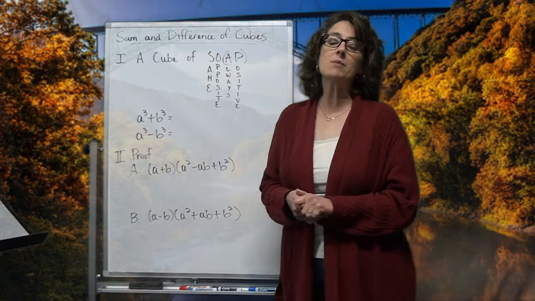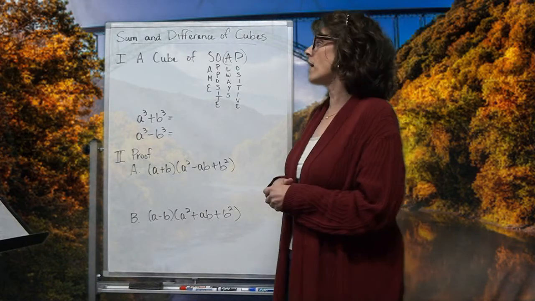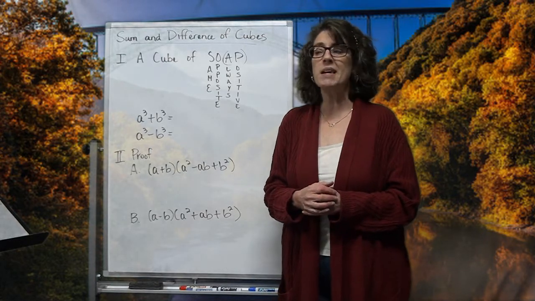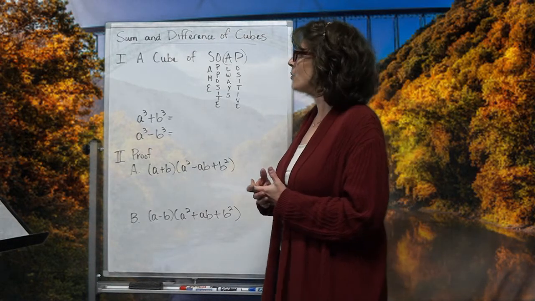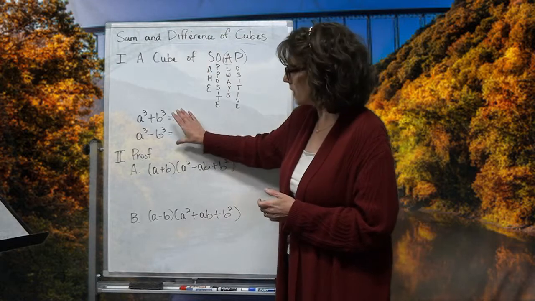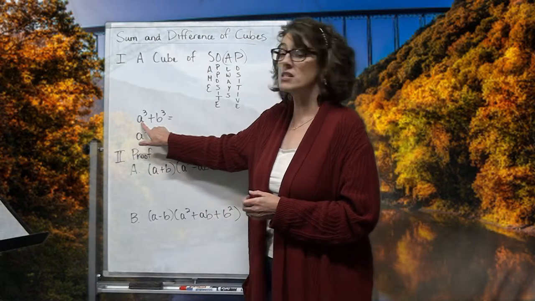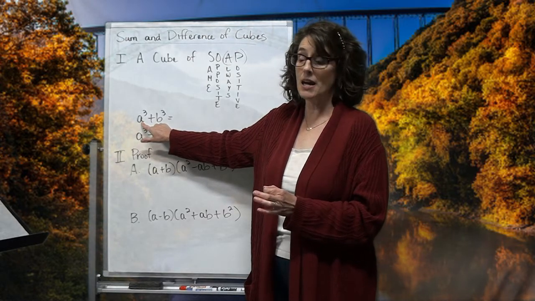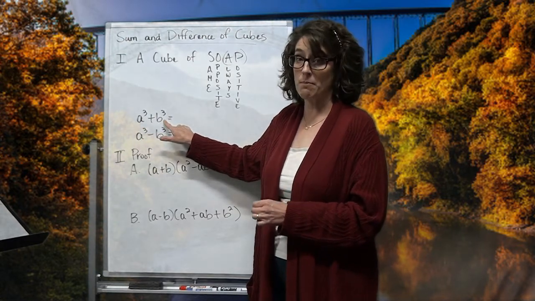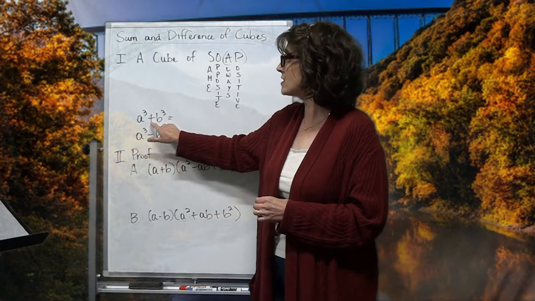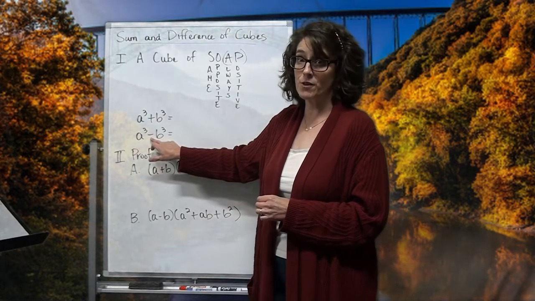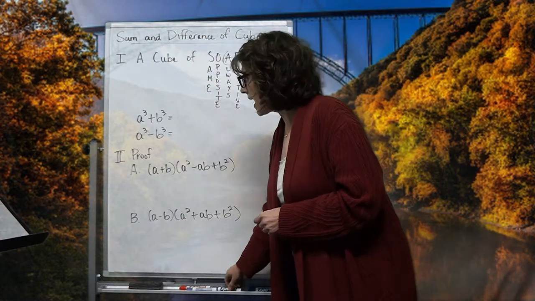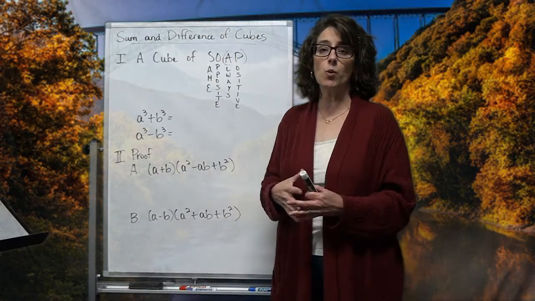There are some ways to make the memorization a little bit easier, and for one, I use what's called a cube of soap, because soap comes in a cube. If you have a sum or difference of cubes like you would see right here, notice this is a cubed term because this is A times A times A. Same thing here, cubed term, B times B times B. Here I have a sum of cubes. Here I have a difference of cubes. Difference means minus.